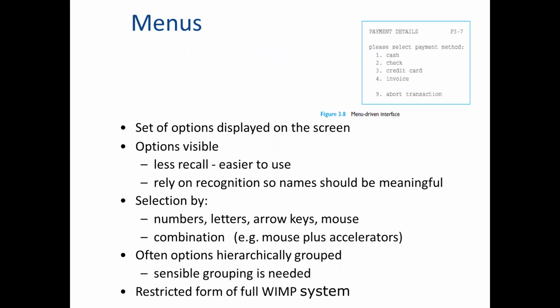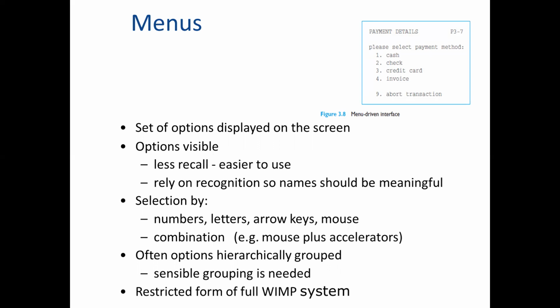So the next comes menus. In the menu-driven interface, a set of options available to the user is displayed on the screen and selected using the mouse or numeric or alphabet keys. Here the options are visible, hence they are easy to use, less demanding of the user, and rely on recognition rather than recall. However, menu options still need to be meaningful and logically grouped to aid recognition.